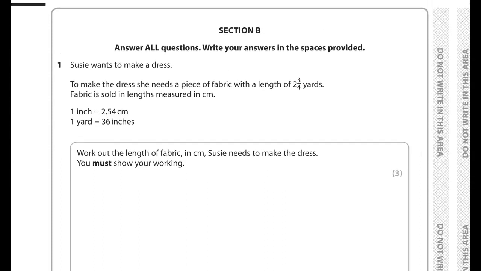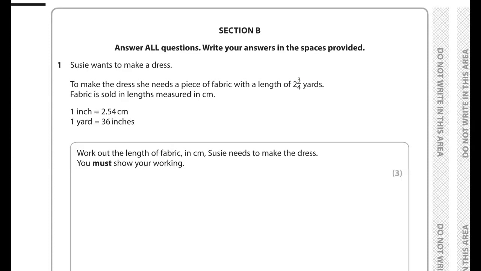Question 1. Susie wants to make a dress. To make the dress she needs a piece of fabric with a length of 2 3/4 yards. Fabric is sold in lengths measured in centimeters. 1 inch is equal to 2.54 centimeters. 1 yard is equal to 36 inches. Work out the length of fabric in centimeters Susie needs to make the dress. You must show your working.